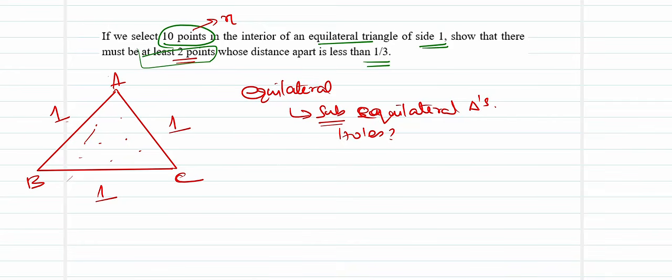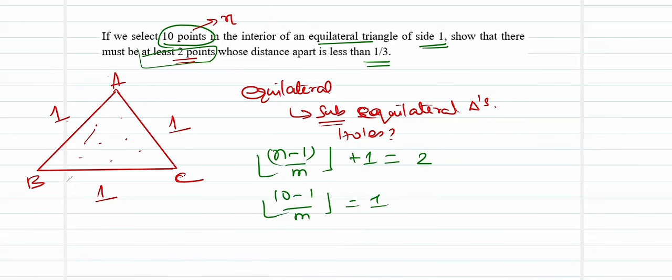So applying it to the formula which we know, (n minus 1) by m plus 1 is given as at least 2 points. So this has been given as 2 for me. So I know that (10 minus 1) by m will be equal to 2 minus 1. So it's just 1. Cross multiply this m. So 10 minus 1 makes it 9, equal to my m. So I need to make 9 holes so that I am having a space which is going to be comfortable to fill 10 points inside these holes. So I need to construct 9 sub-equilateral triangles.